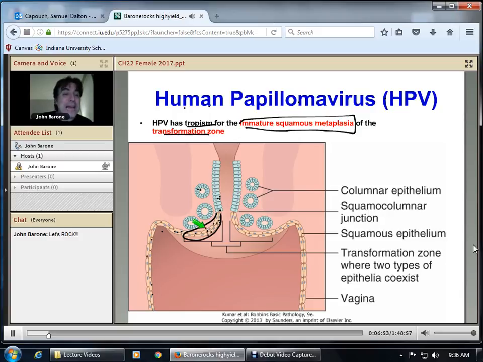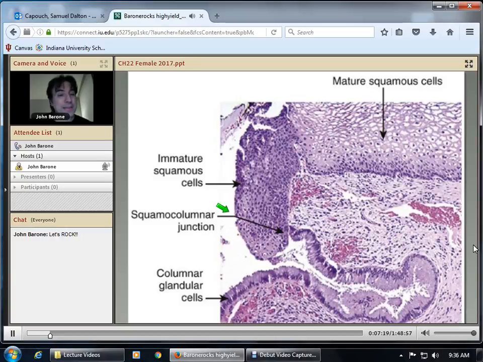But this is now immature squamous cells. That's what HPV loves. It loves this transformation zone, where it used to be glands and now it's immature squamous cells. That's what HPV loves to infect the most. Now, where it actually turns from squamous cells to columnar, this is called the squamocolumnar junction. So the transformation zone is this area here, which has immature squamous metaplasia. Glands turn to squamous. And then the actual junction is right there.